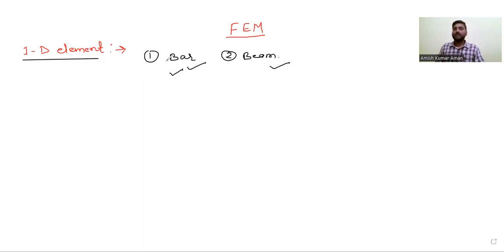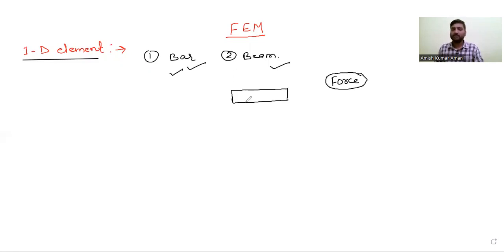So what is this bar element? What do you mean by bar element and what is a beam element? If you see the difference between bar element and beam element, suppose this is the cross section, right? At what condition will we consider this as a bar, and at what condition as a beam? The condition depends upon the force. What type of force is acting on this member?